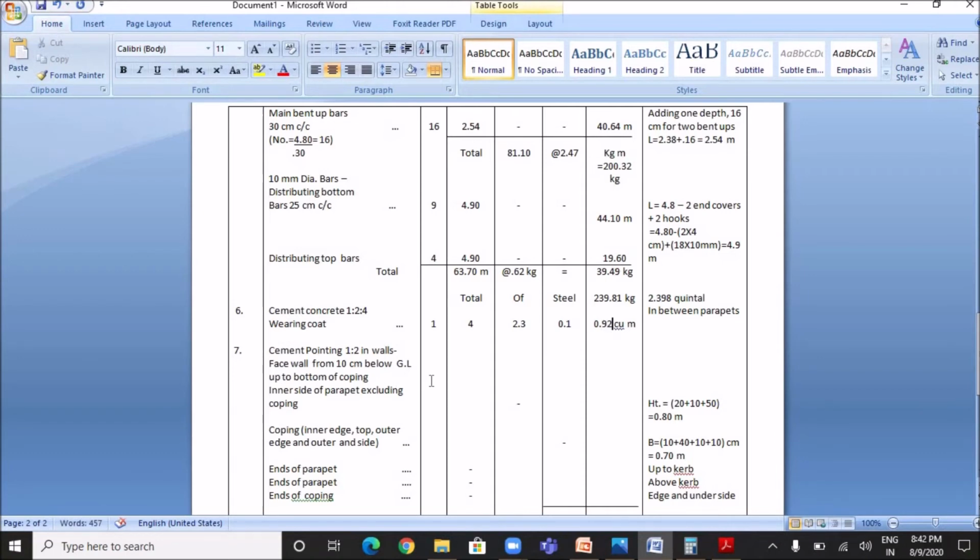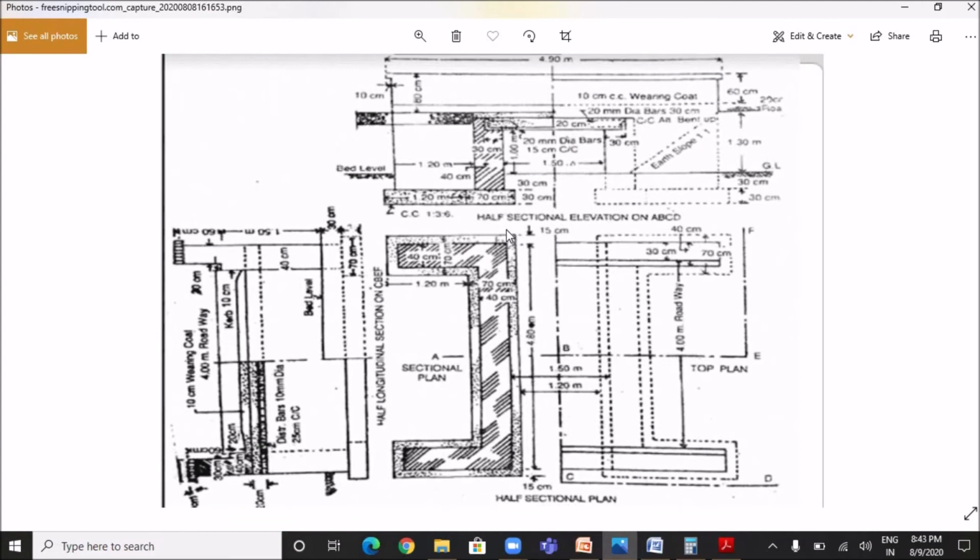The next item is cement pointing work. Pointing work is done for the finishing of joint mortar. The first pointing work is done in the face wall from 10 centimeter below the ground level and up to the bottom of coping. It is done 10 centimeter below ground level. So from here the pointing work has begun up to where? To the bottom of coping, up to this point.